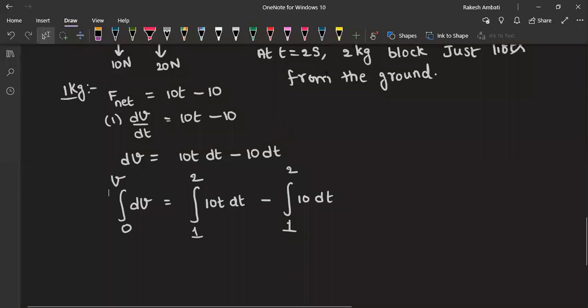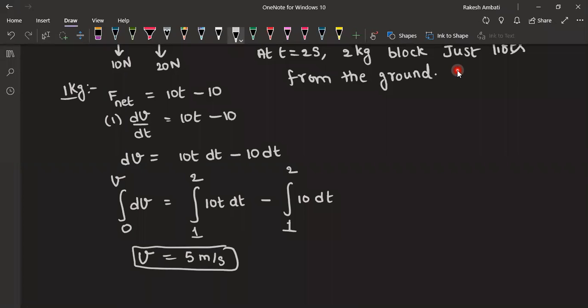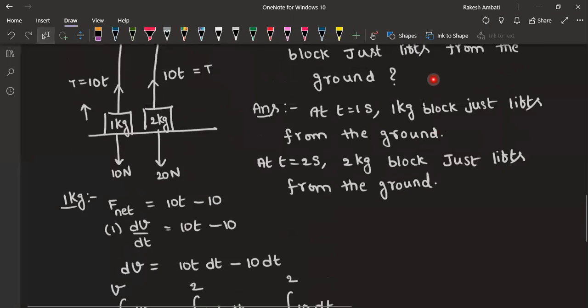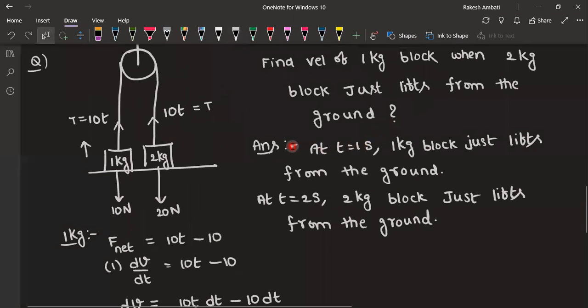Five meters per second. Correct. So v equal to 5 meters per second. So I told you already about t equal to 1 second. If completed, please keep the mic off.